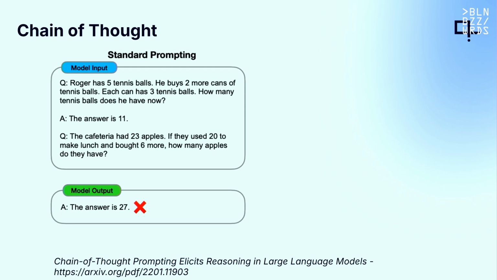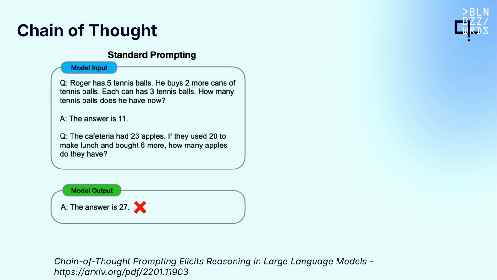And this is a standard way of prompting. Basically, if I have a math problem: Roger has 5 tennis balls. He buys 2 more cans of tennis balls. Each can has 3 tennis balls. How many tennis balls does he have now? When you look at this question, it's not very complex for humans, but it might be a bit complex for language models. So we provided this example as the first shot and say the answer is 11. Then we ask our real question: the cafeteria had 23 apples. If they used 20 to make lunch and bought 6 more, how many apples do they have? And the model output is just 27, which is a wrong answer.